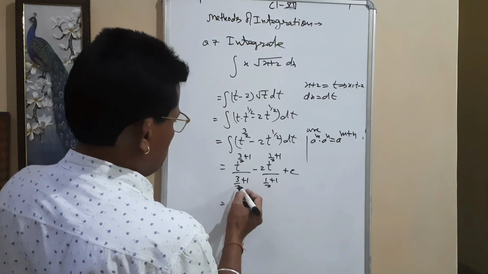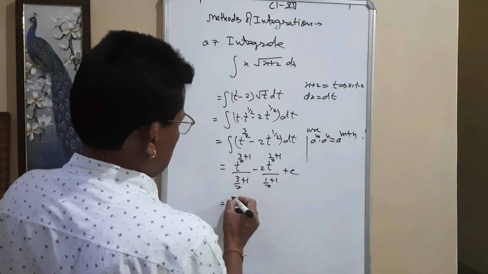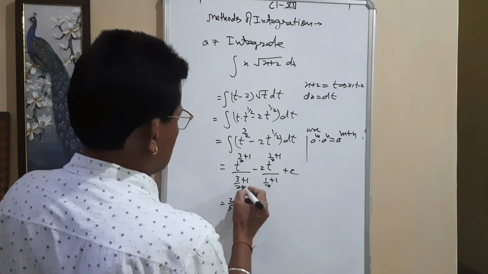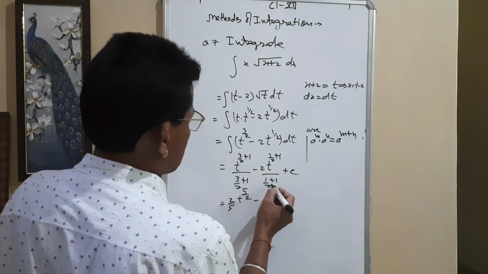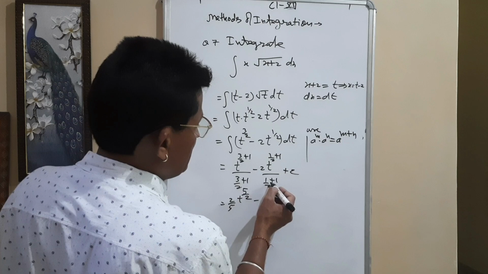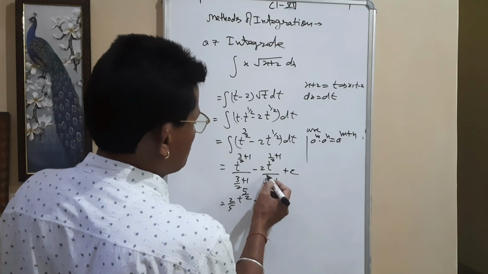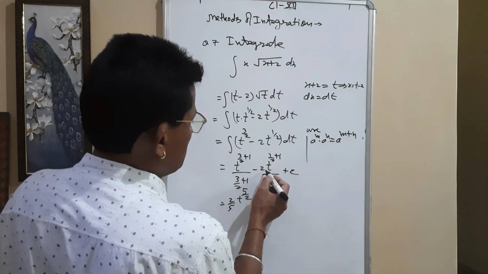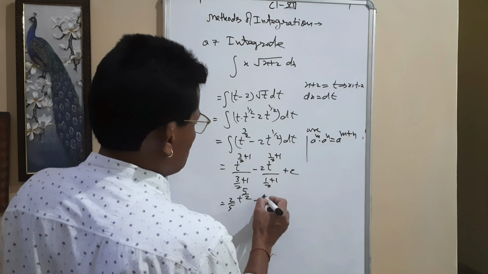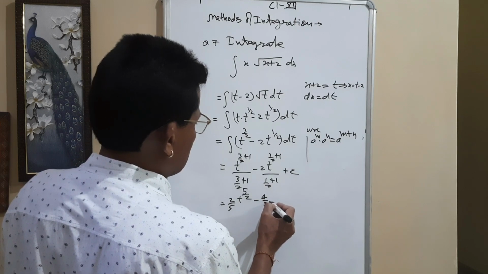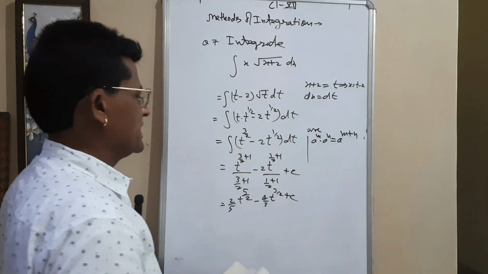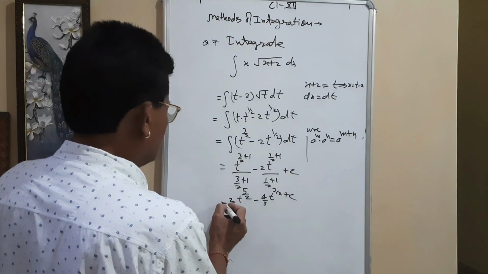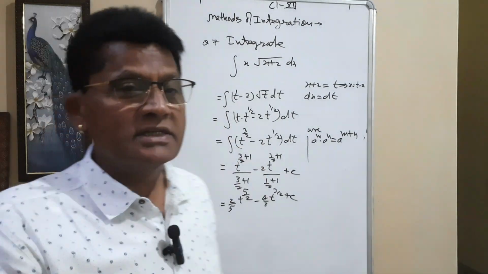Okay, it will be equal to how much, 5 by 2 यानी कि 2 by 5, okay, t to the power 5 upon 2 minus, my dear student, 3 by 2, and it will be 2 by 3, means 4 by 3, t to the power 3 by 2 plus c. Okay, this is the integration of it. Most important integration, my dear student.